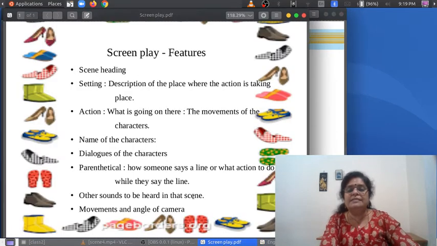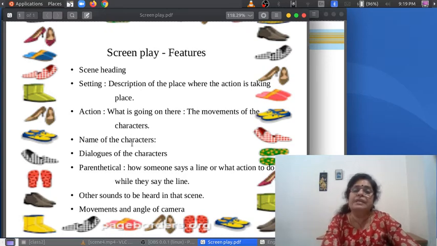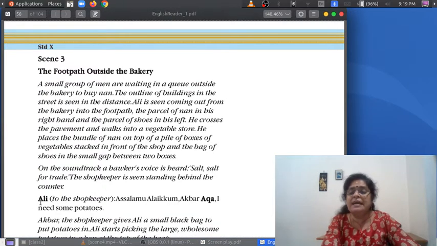So that is the next feature. The movements of the action, everything. Then there should be the name of the characters. Is there the name? Yes, Ali, shopkeeper, Akbar, look here, Akbar. Yes, so the names of the characters.